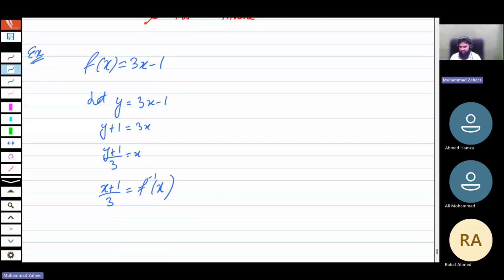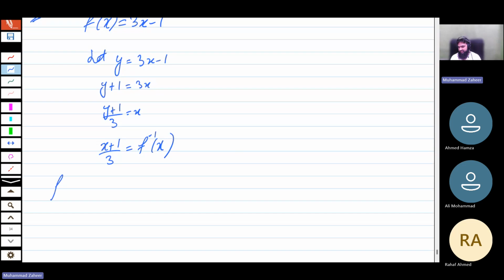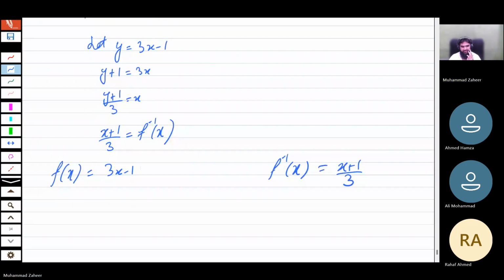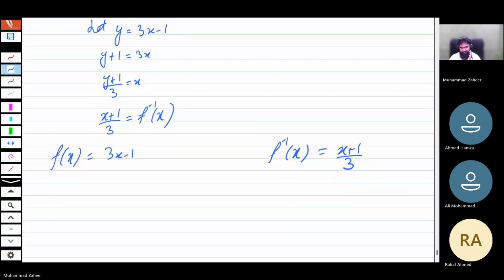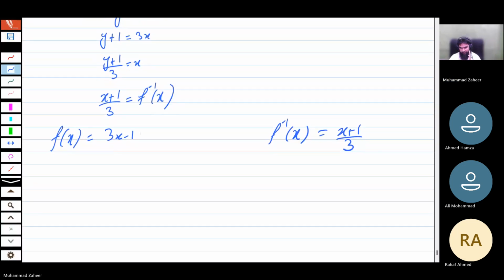So look here, I'm getting f of x is equal to 3x minus 1, and we have f inverse of x is equal to x plus 1 divided by 3. Yes, everyone, any question? No, clear. Okay, I just found the inverse.